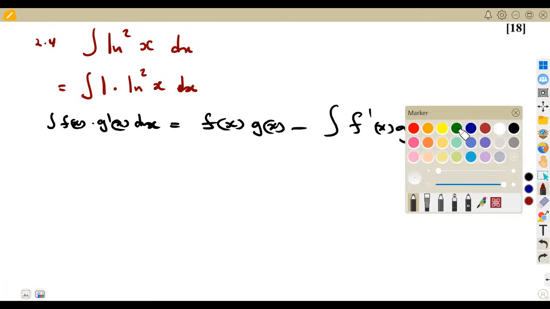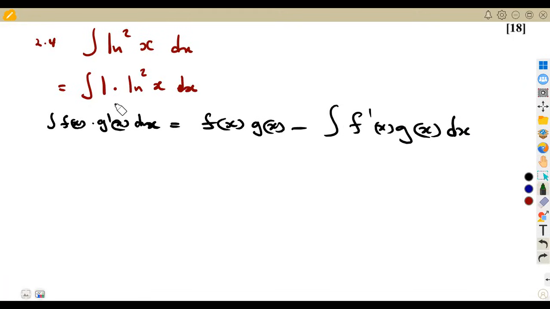And I said whenever you work with a function, whether it's a trig and this, a ln is best to use as your f of x, all right? So we are going to let our f of x be the ln, which is ln squared x, all right? Then that means g prime x dx is the remaining part. What is remaining? It's 1 and dx. So that will be 1 dx.